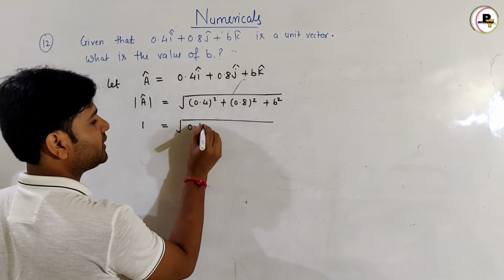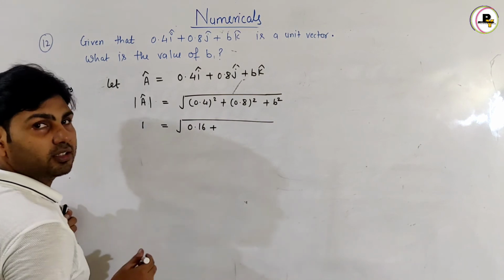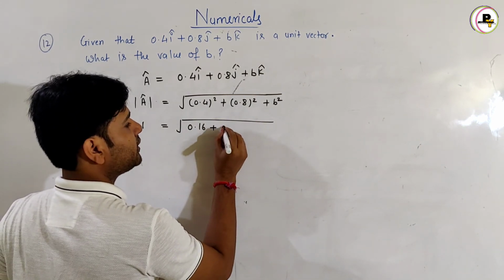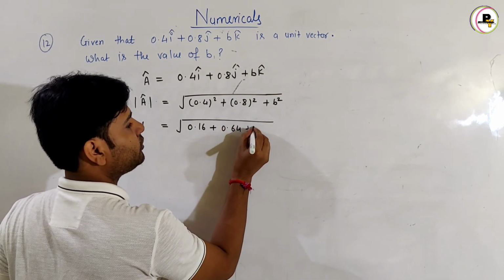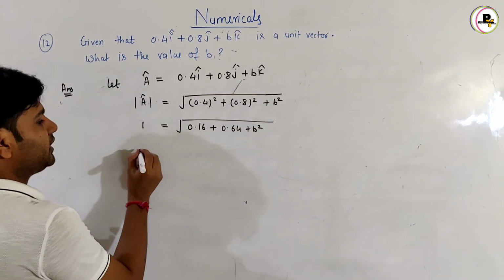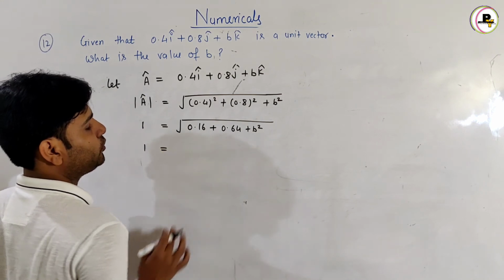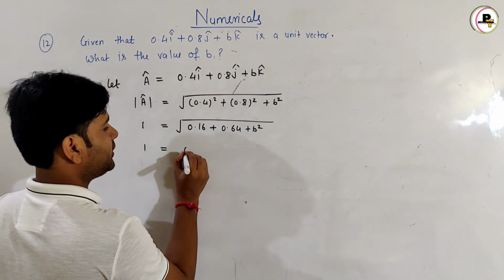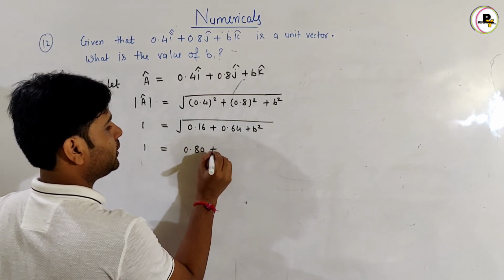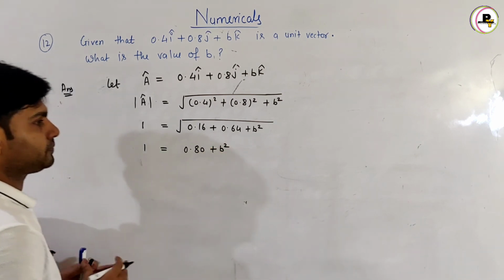This is equal to the square root of, what is the square of 0.4? It is 0.16, and the square of 0.8 is 0.64, plus b square. Now squaring on both sides, we get 1 is equal to, if I add these two values, 0.80 plus b square.